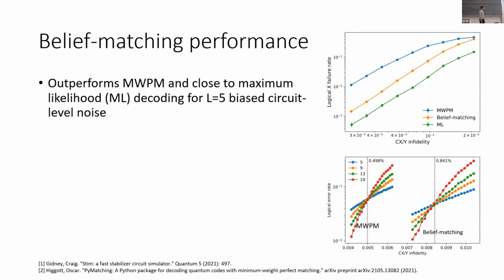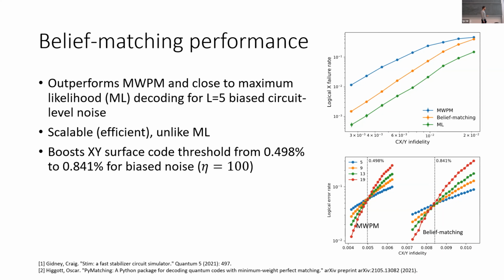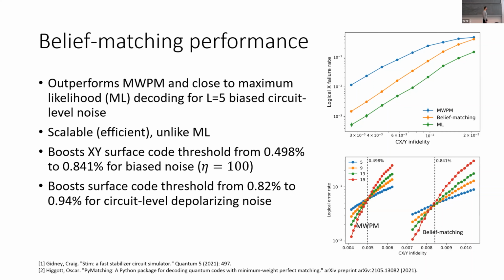So how does belief matching perform? Well, we find that it outperforms minimum weight matching and is close to maximum likelihood decoding for L equals 5. So we also implement maximum likelihood decoding for circuit level noise for L equals 5 biased circuit level noise. But it's scalable and efficient, unlike maximum likelihood decoding. And we find that it boosts the XY surface code threshold from 0.498% to 0.841% for biased noise, so eta equals 100. And then for the surface code threshold, it boosts that for circuit level depolarizing noise from 0.82% to 0.94%. And we use Stim and PyMatching for the simulations.